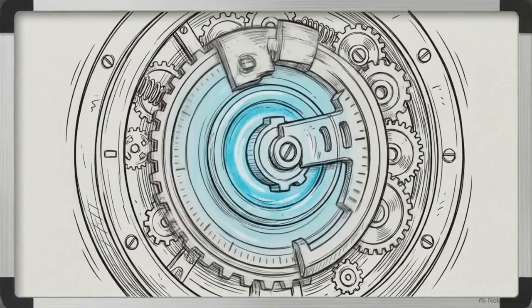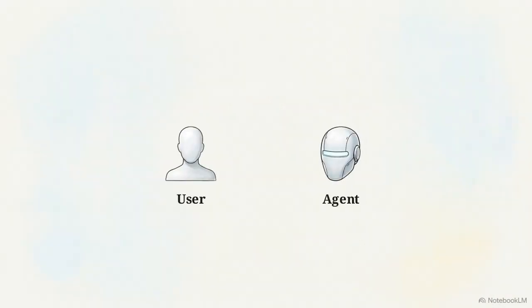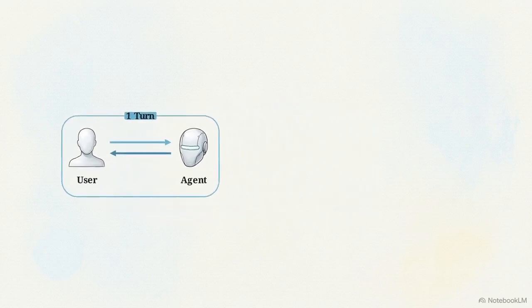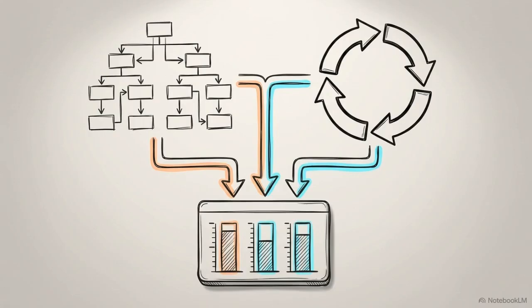From an infrastructure standpoint, agent activity consumes your platform's execution quota. The pricing metric is straightforward. A single turn, where a user sends a message and the agent produces a final response, counts as exactly one platform execution. Because agents and workflows share this exact same execution quota, projecting the costs of scaling autonomous operations remains highly predictable.